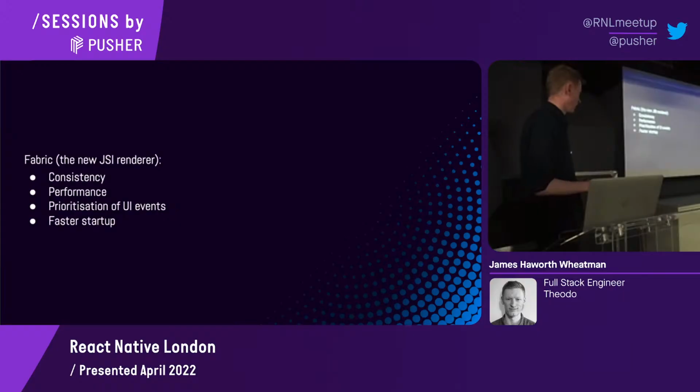Cool. So as I've discussed, we get consistency between the two platforms. We've got performance gains from everything being in C++, and any optimizations that we make for one platform get shared with the other. Because everything is synchronous now, we can deal with prioritization of UI events and actually interrupting them. For example, if you've got an animation, you can interrupt it because a new animation is happening.